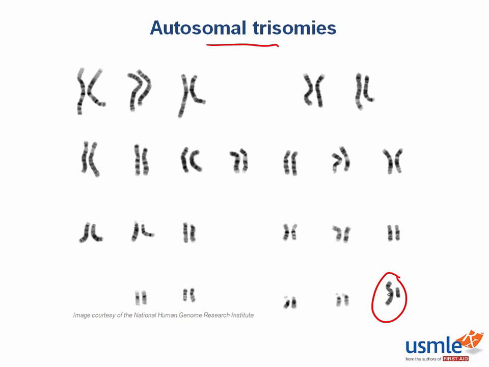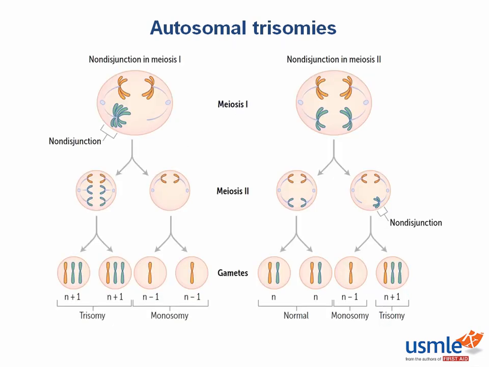So how does a trisomy happen? Well, the most common cause is meiotic non-disjunction, which is when a chromosome fails to separate during meiosis. Now remember, meiosis has 2 steps, meiosis 1 and meiosis 2. So having non-disjunction in either step causes a different outcome.